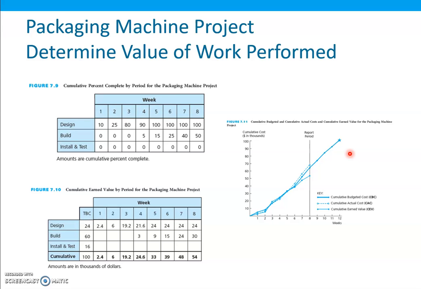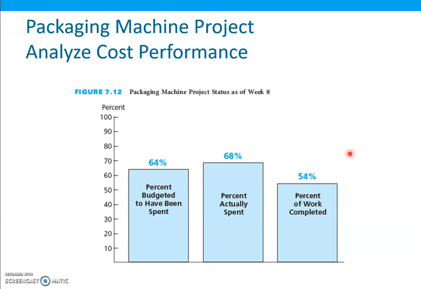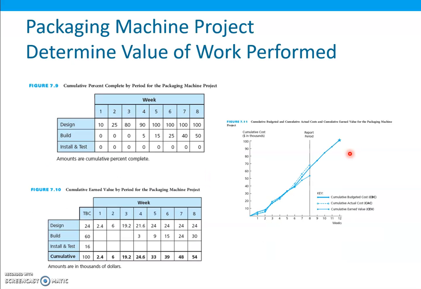And let's look at this next figure. This figure illustrates the cumulative budgeted cost, cumulative actual cost, and the cumulative earned value for the entire project. Once we calculate the cumulative budgeted cost, cumulative actual cost, and cumulative earned value at the end of certain periods, we can analyze the cost performance.